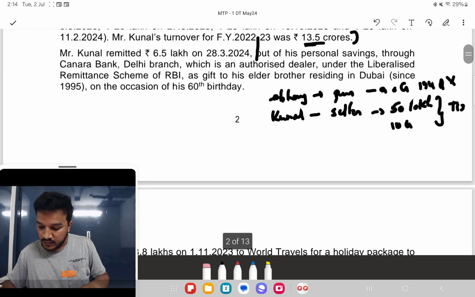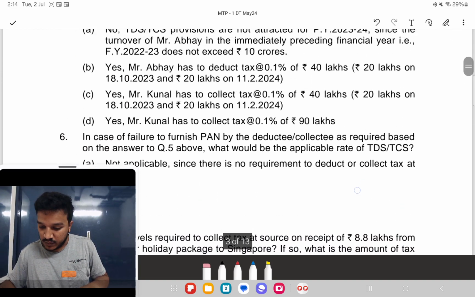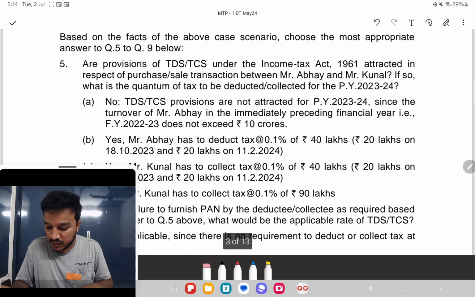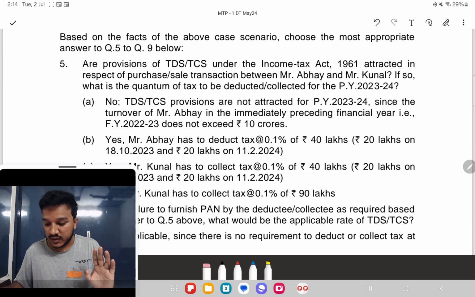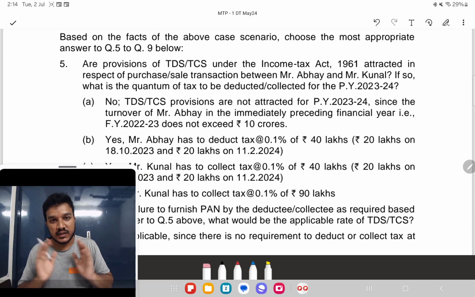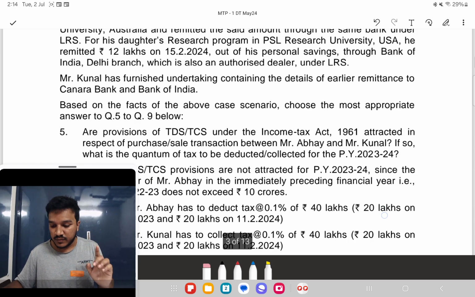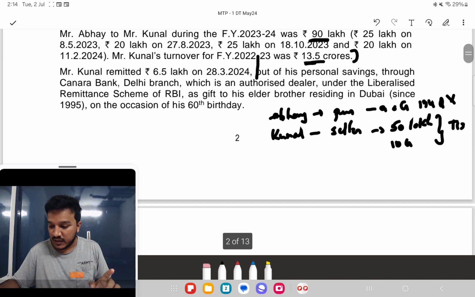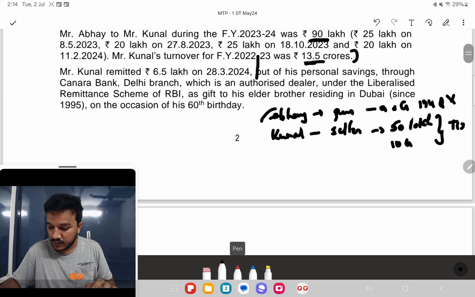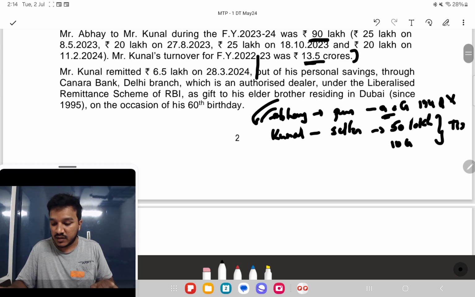यहाँ पे क्वेश्चन देखे तो पूछता है कि are provisions of TDS applicable. Are provisions of TDS under the Income Tax Act attracted in respect of purchase and sales between Abhay and Kunal? If so, what is the quantum of tax to be deducted? TDS TCS provisions applicable होते कि नहीं? ठीक है, we have clearly said that Abhay के लिए TDS provisions are not applicable, because his previous year turnover is less than 10 crores. So TDS is not applicable, but TCS is applicable.